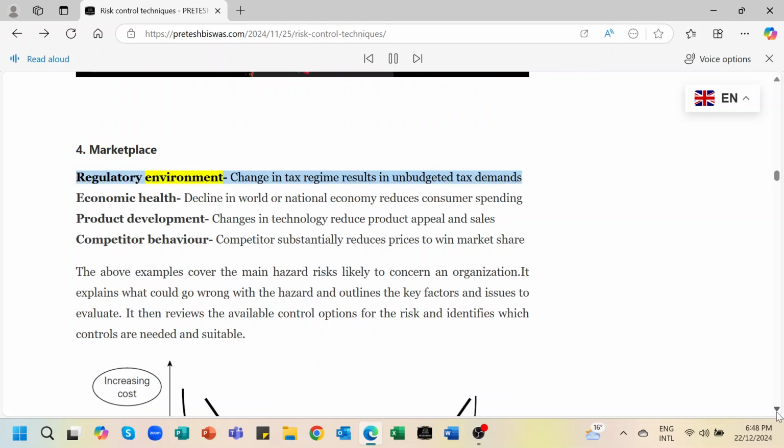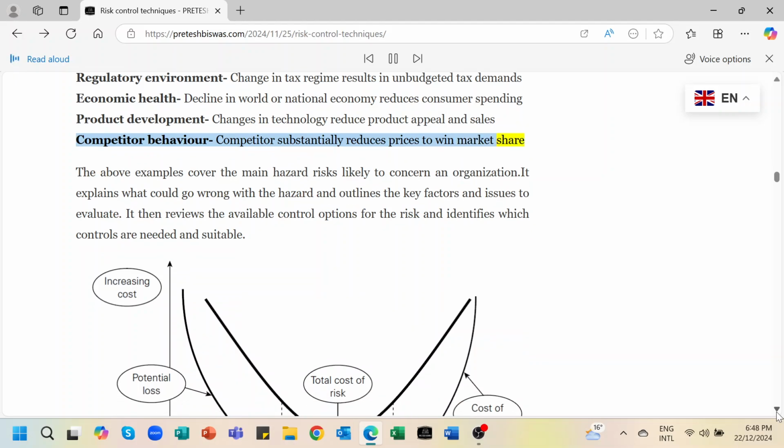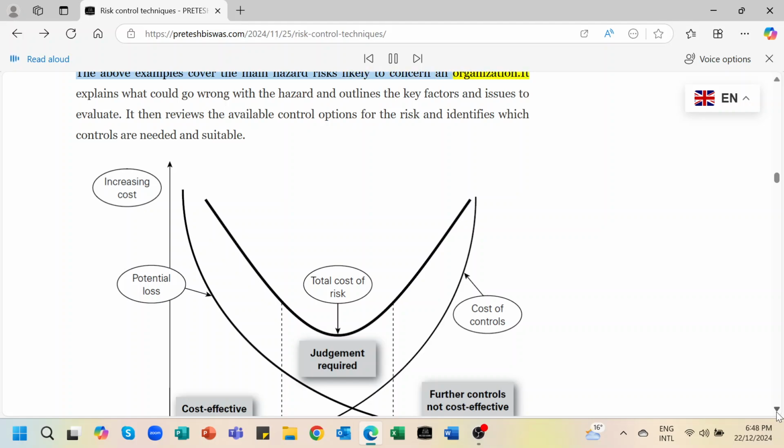Regulatory environment: a change in tax regime results in unbudgeted tax demands. Economic health: a decline in the world or national economy reduces consumer spending. Product development: changes in technology reduce product appeal and sales. Competitor behavior: a competitor substantially reduces prices to win market share. The above examples cover the main hazard risks likely to concern an organization.